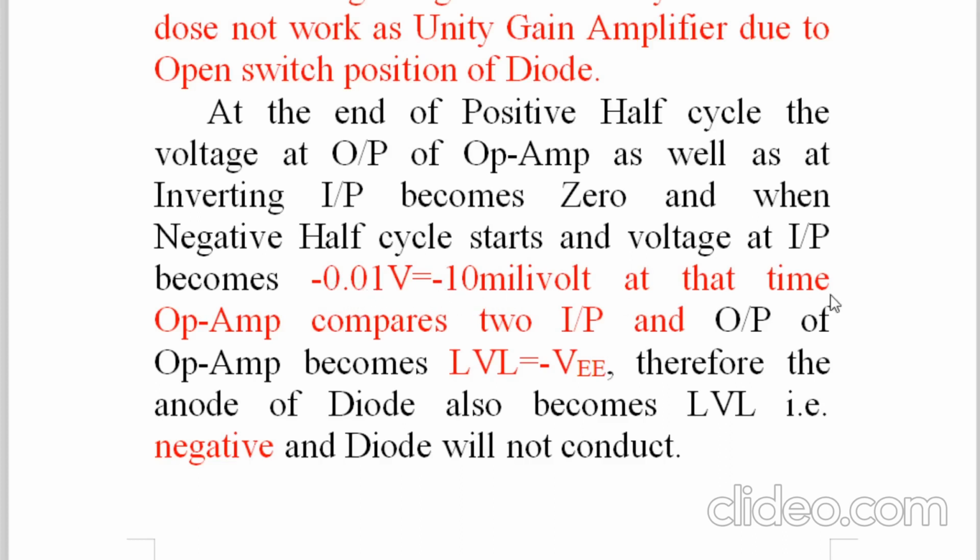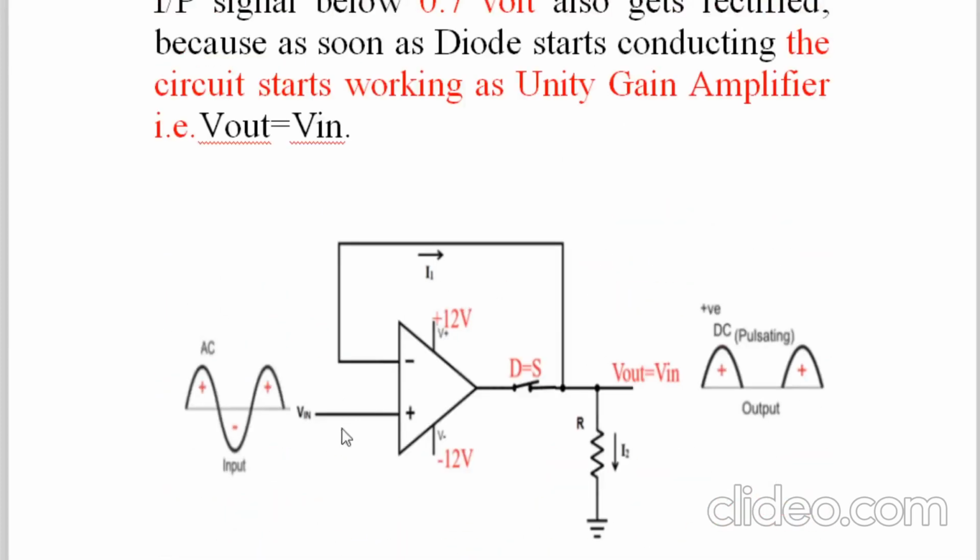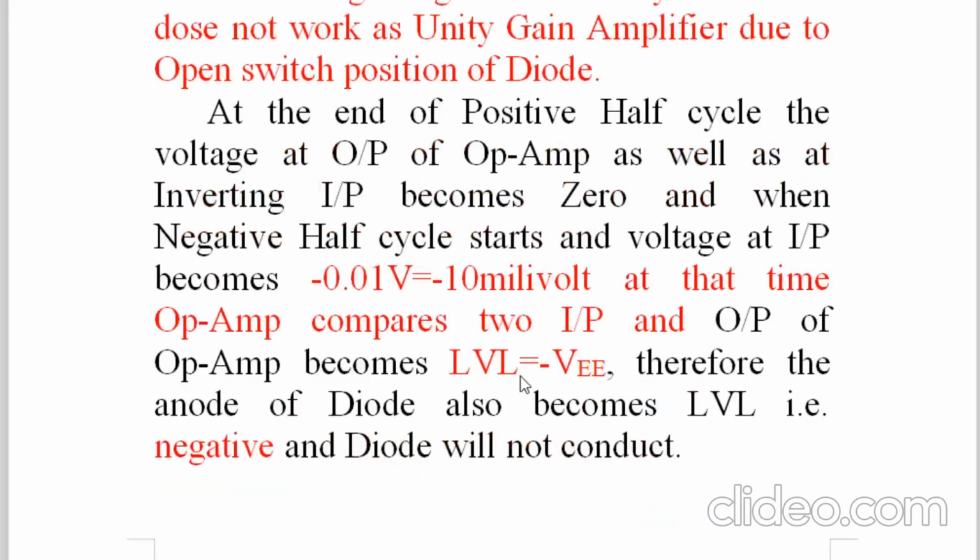At that time, the op amp compares its inputs and its output becomes LVL, equal to minus VEE. Which input? Minus 10 millivolt it will compare with 0 volt. So 0 becomes positive. The inverting voltage is greater than the non-inverting voltage. Therefore, the op amp forces its output to LVL, low voltage level, that is minus 12 volt.